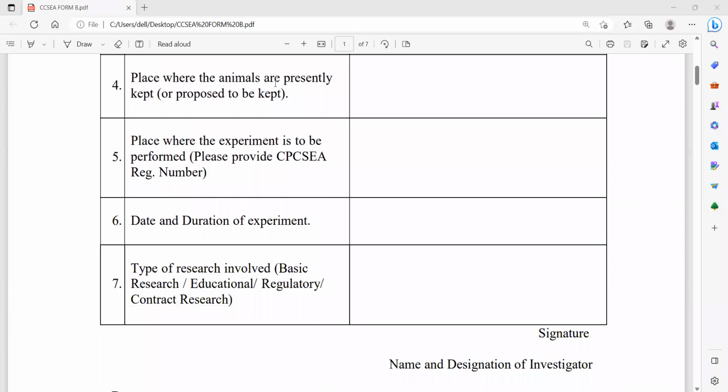Then place where the animals are presently kept or proposed to be kept. So once you are procuring the animals, where you want to keep those animals, you have to write down the name of that place. That place may be your animal house or quarantine area. You can write here completely.